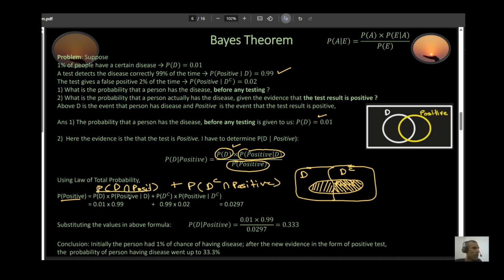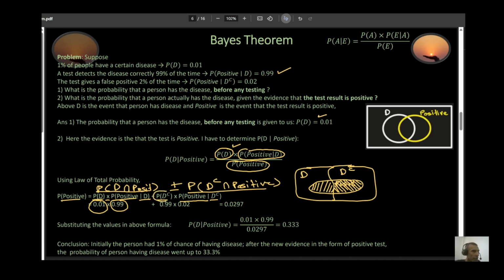For this one, I can use my multiplication rule. So this is equal to the probability of disease multiplied by the probability of positive given that a person has the disease, plus the same thing with this one: the probability of no disease times the probability of a positive given that he does not have the disease. Now I can plug in my numbers. Probability of disease is 0.01. That's given to us. Probability of positive given the disease is 0.99. That's also provided to us.